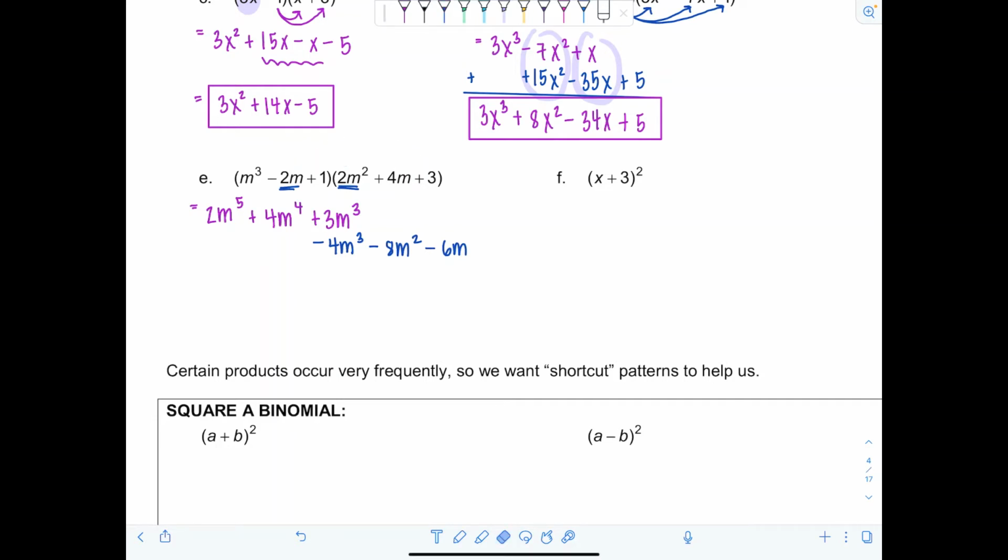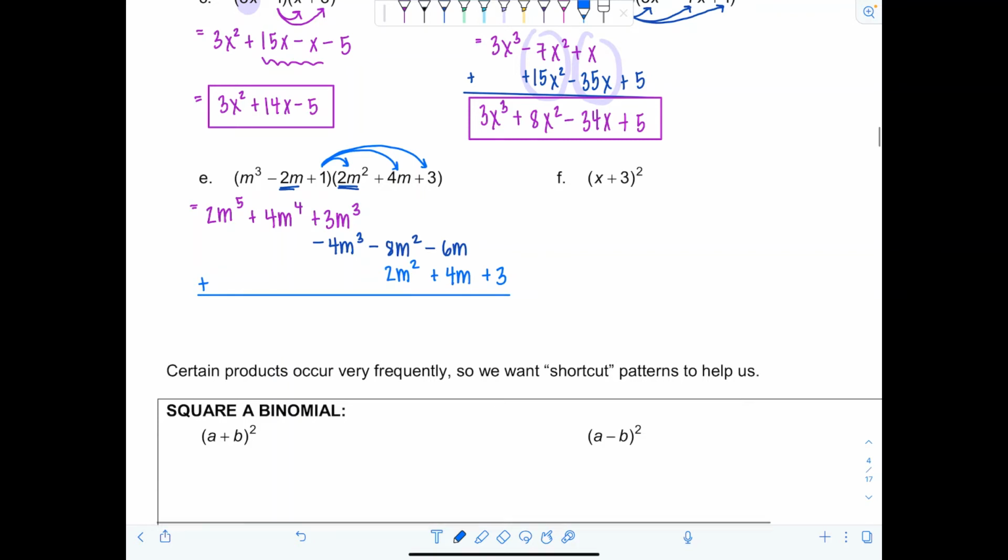Okay, almost there. One more round. I'm going to distribute the 1. Oh, that'll be easy. So 1 times 2m squared, that's 2m squared. So I'm going to put it under my other m squared. Plus 4m plus 3. Okay, now add everything up.